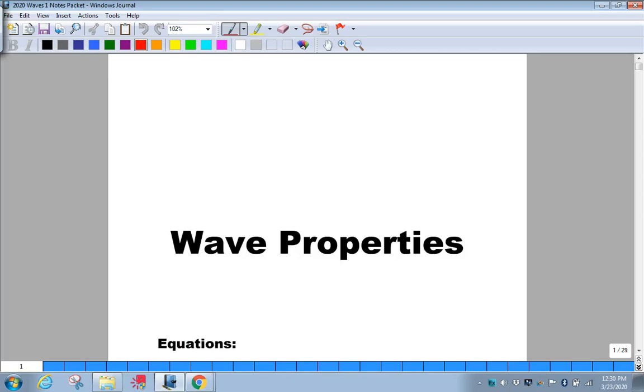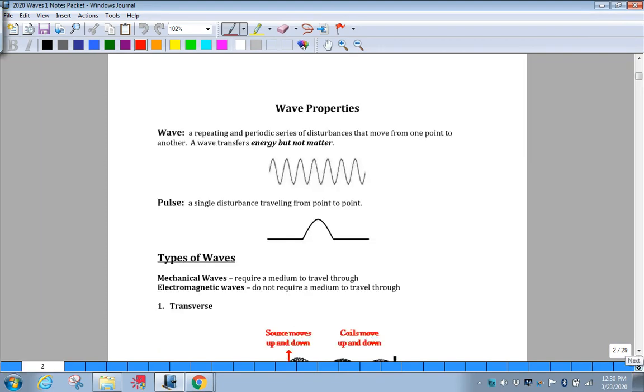Okay, guys, we're going to be looking at the wave properties unit today, and this is our last AP unit in our year, so that is a good thing. And we're going to start off with a lot of definitions today. We're going to learn how to classify certain waves based on how they move and what they're doing.